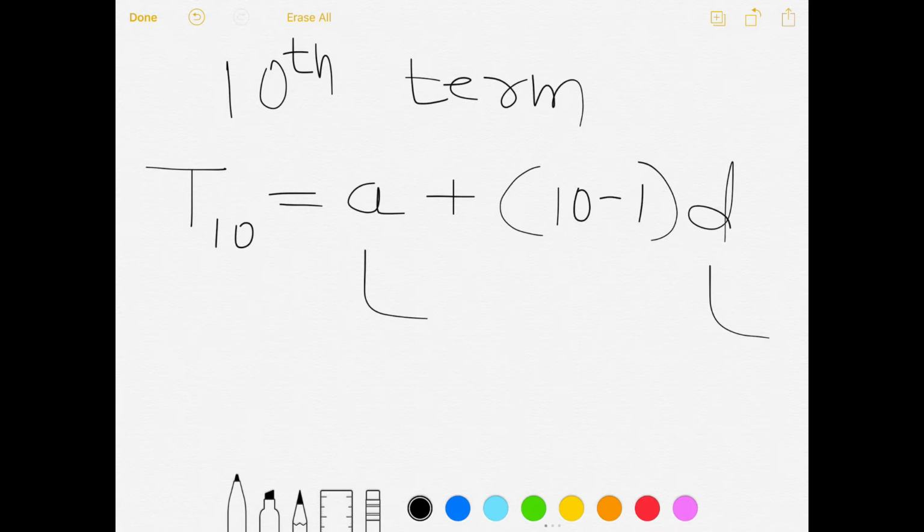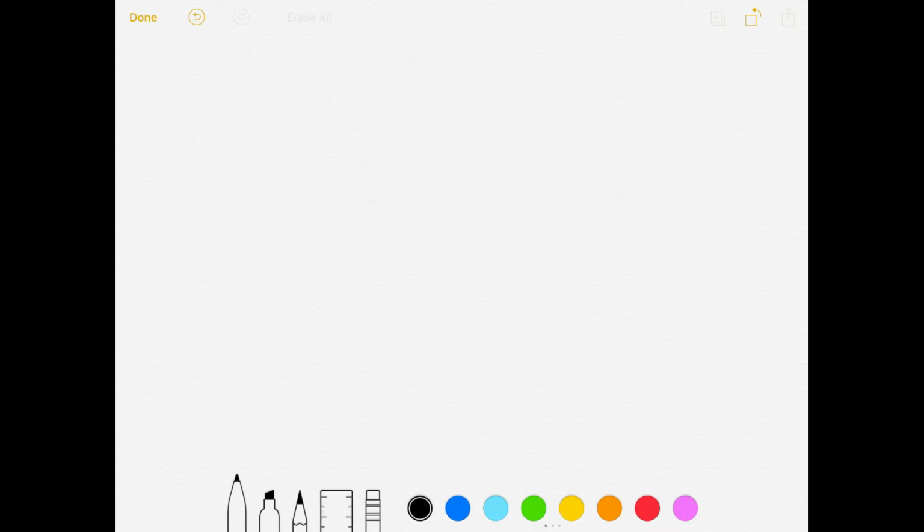Now to find the difference, moving on, to find the difference there is a formula D equals to पास के कोई भी terms का subtraction. For example, T2 minus T1, that will give you the difference. और अगर मैं इसे जनरल फॉर्मूला में लिखूं, then it looks like this: D equals to Tn minus Tn minus 1. ठीक है, Tn minus Tn minus 1. इसका एक और फॉर्मूला है.